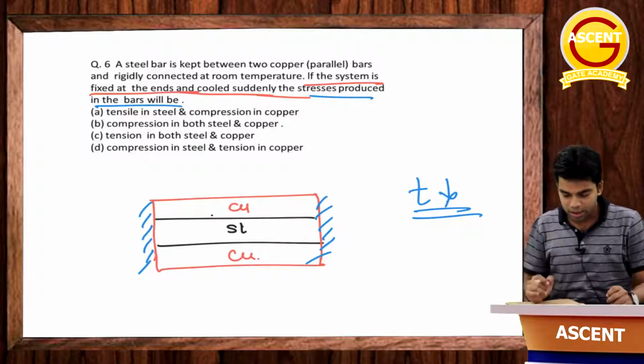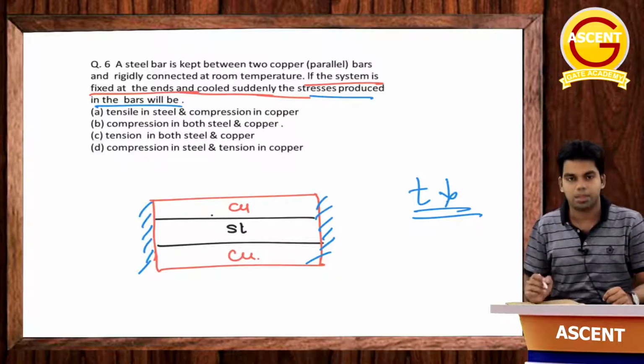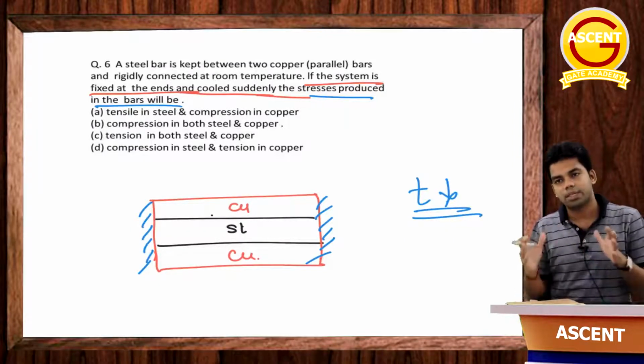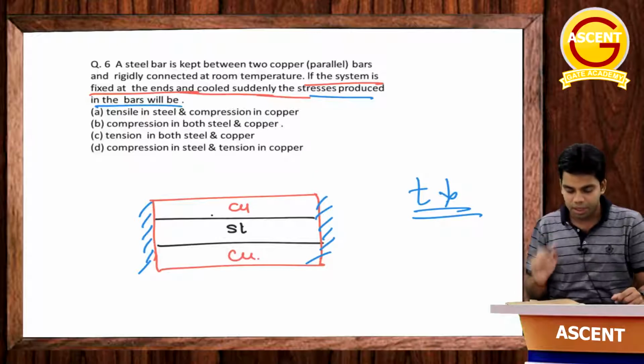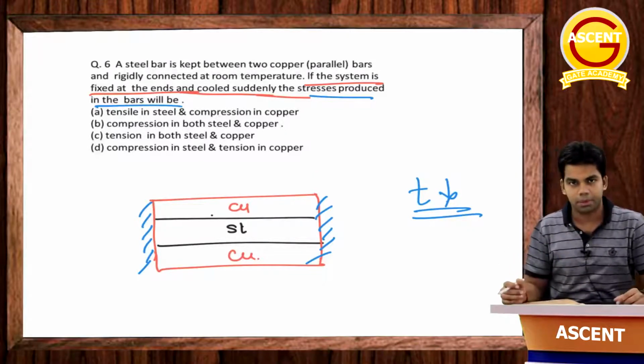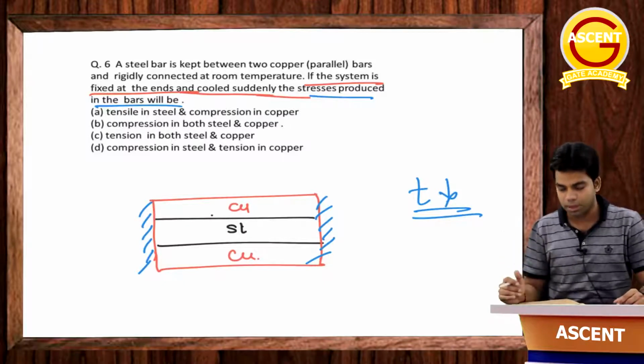Just understand this thing very carefully, that this is fixed at both ends. Both bars are connected, we have connected copper and steel, but we have fixed them at both ends. So the same thing we will do: if the support was not there, if it was free to compress, then how much would have been the compression?